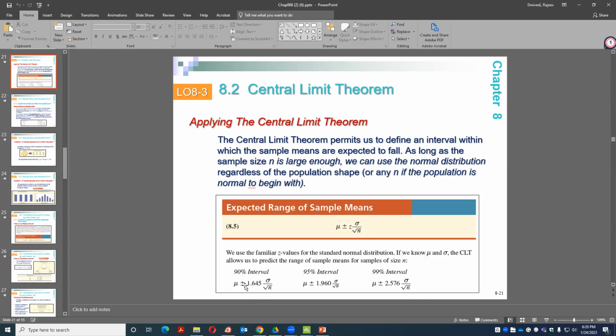For a 90% interval, mu plus minus 1.6. This is the value that we get directly from the z table. Sigma squared, 95. This is for 95. This is for 99.